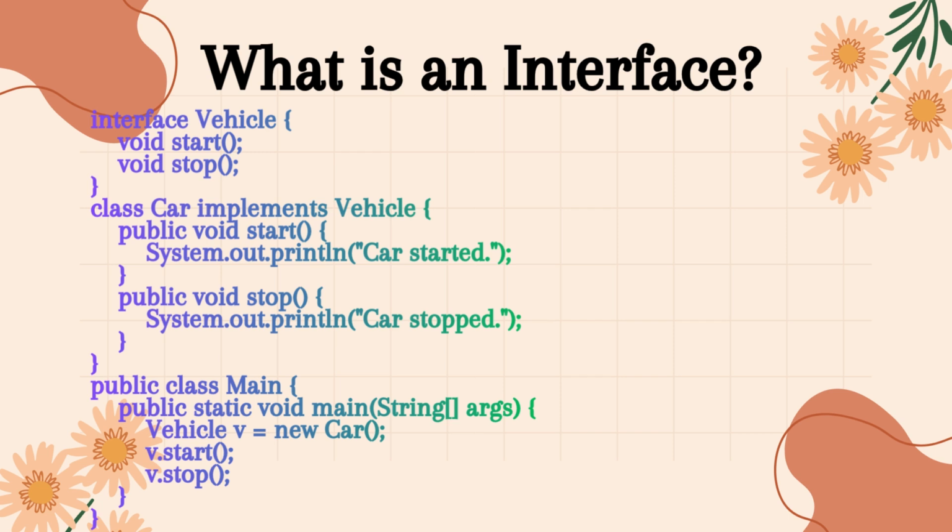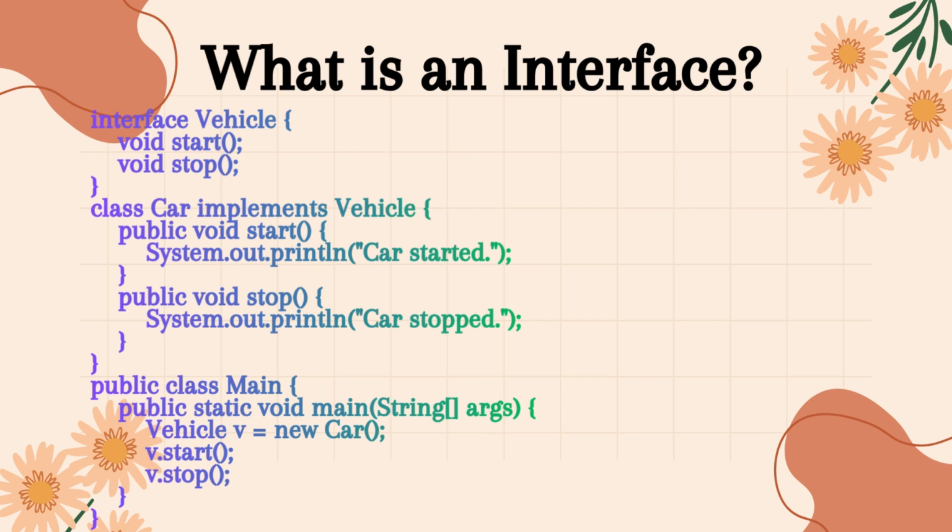So inside Car, we define the start method, which prints "Car started", and the stop method, which prints "Car stopped". Then, in the main method, we create a reference of type Vehicle and assign it an object of Car, like this: Vehicle v = new Car(). Now when we call v.start() and v.stop(), the Car's implementations are executed. The output will be "Car started, Car stopped".